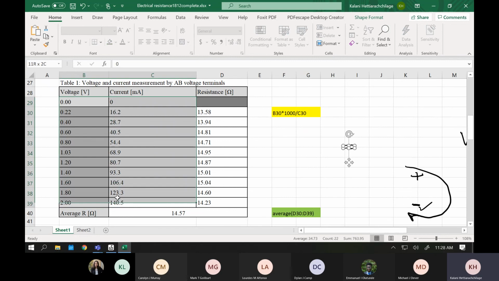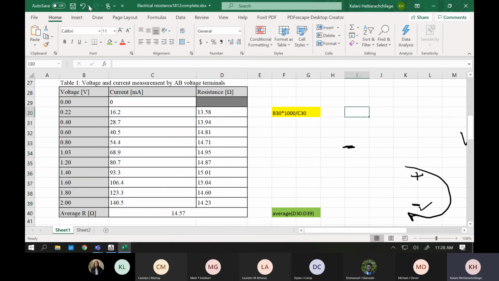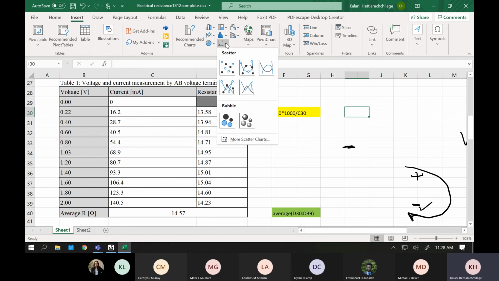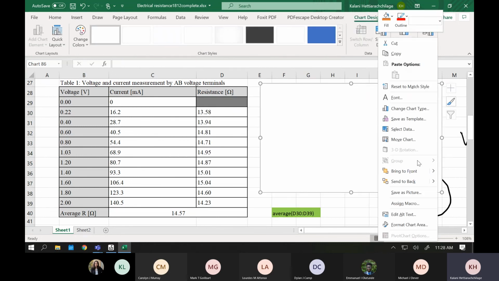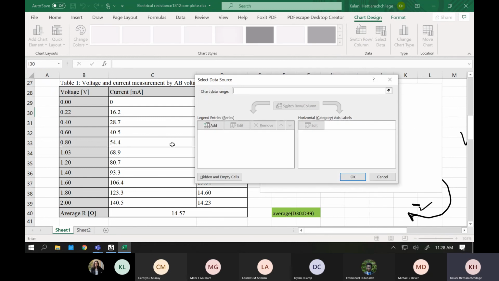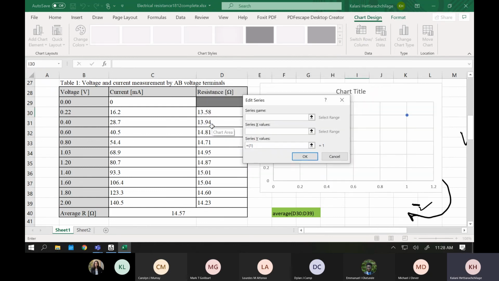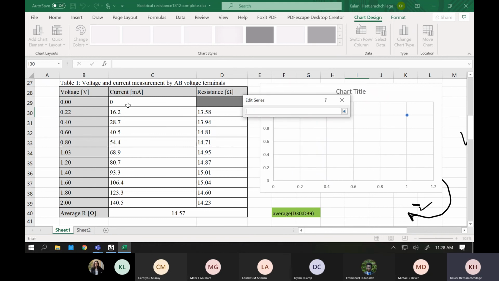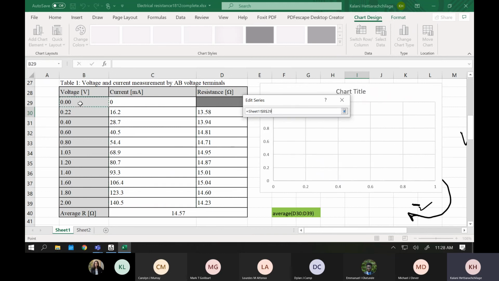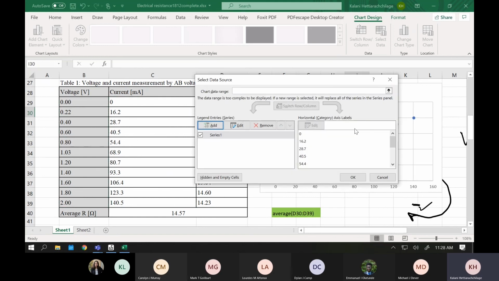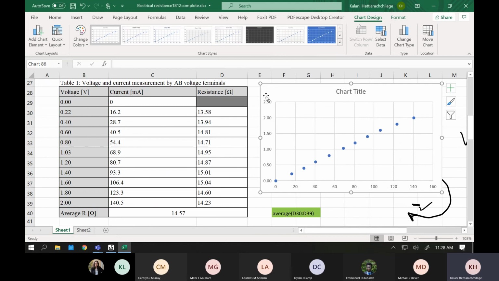Okay, so without selecting these, you guys can do insert chart and blank plot, and then we can select the data. Right click, select data, and then we're going to add my x and y. My x should be current. That's the mistake I did in there. So current is my x-axis, and then my y-axis should be voltage. Okay, so now the axes are correct.